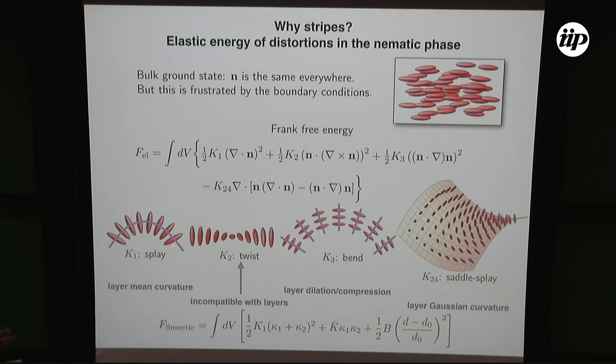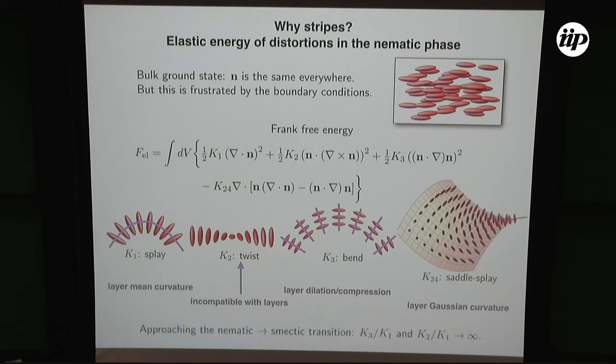What that means from the point of view of the director, the layer normal, is that splay is okay, as I said before, but bend in the director means that the layer spacing is changing. And so that becomes very costly. Twist is also going to be very costly because twist in the director field is just geometrically incompatible with having layers. Saddle splay turns out to be the layer Gaussian curvature.